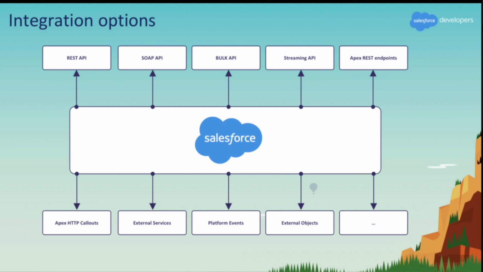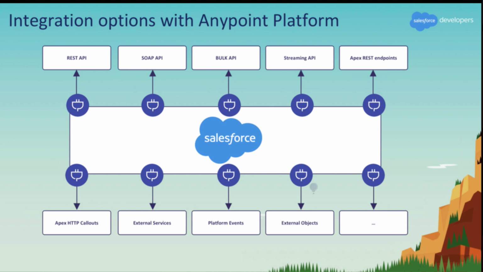But if we proceed to the next slide, you will remember all the different connectors that Rashid showed during the flow builder. You will see that you can use Anypoint Platform to talk to all the different integration options that you have with your Salesforce org. Which means no custom coding and much faster time to market, which is really important in the agile world of development that we have nowadays.